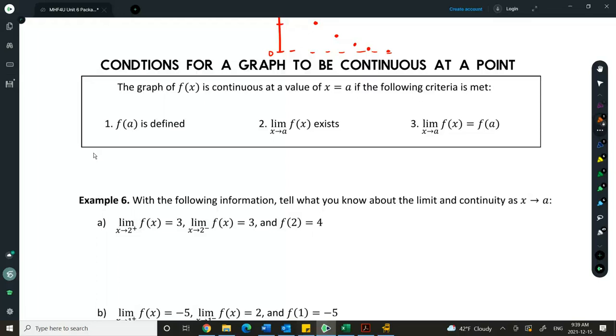The limit as I approach that value must exist. And the limit and the value of my function must be the same. So the limit's value and the value when I evaluate my function at that specific value have to be the same. Okay, so let me give you some samples here.